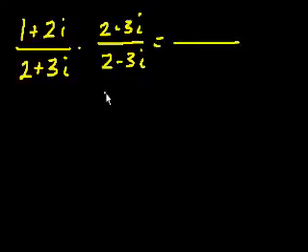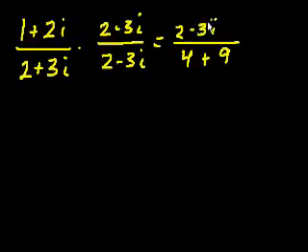The bottom, we can multiply it out, but hopefully it's second nature to you. It equals 4 plus 9, right? Because that's just a squared plus b squared. Well, I mean, it's a squared minus b squared, but then the i's when you multiply them become a negative number. Try it out if you don't believe me. And then the top, we get 1 times 2 is 2. 1 times minus 3i is minus 3i. Then you have 2i times 2, which is plus 4i.